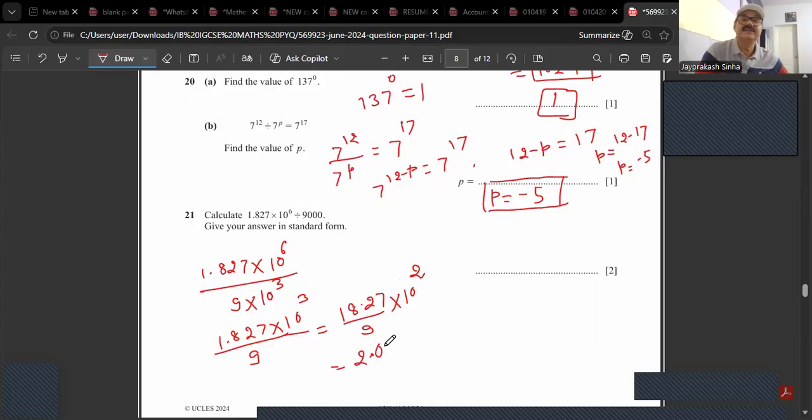So this will be 2.03, isn't it? 2.03 × 10 to the power 2. You can take the help of a calculator if it is allowed. So this is 18.27 divided by 9. This will give you 2.03 × 10^2. Now this is the correct form. This is called the standard form or scientific notation. So the answer will be 2.03 × 10^2.